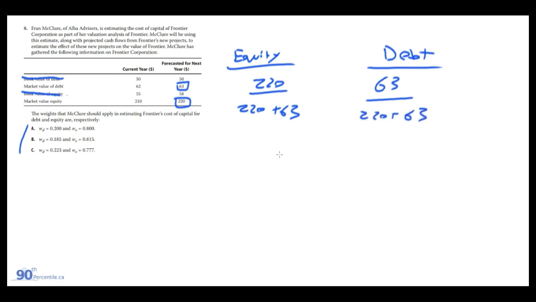And if we run this out, we get a weight of equity of 0.777. And then the weight of debt is going to be 1 minus that, so 0.223. And our answer is C.